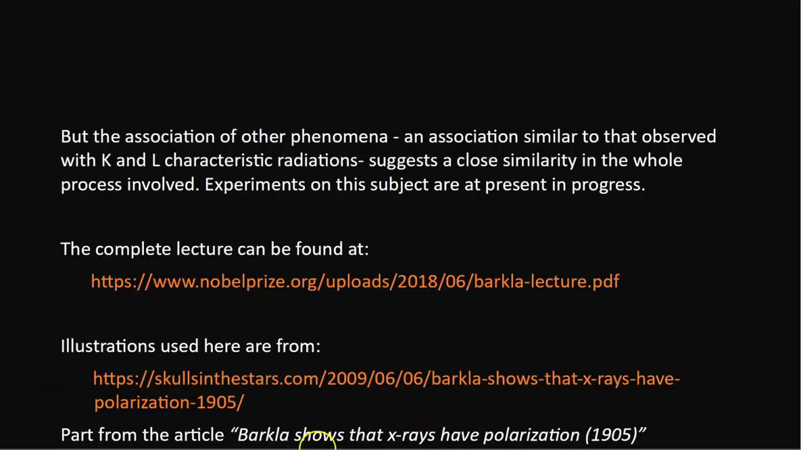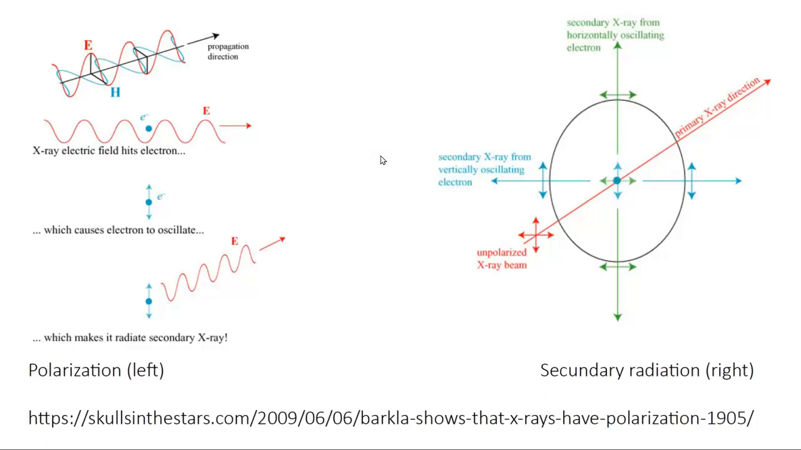Well, this was a summary, of course, summarized by me. If you want the complete lecture with all the elements and arguments, then you have to follow these links. And the illustrations were taken from the article where Barkla shows that X-rays have polarization, which you can find here. By the way, so far as I know, the existence of the J series was never proven. But that doesn't mean that the good man Barkla did no good work, of course.